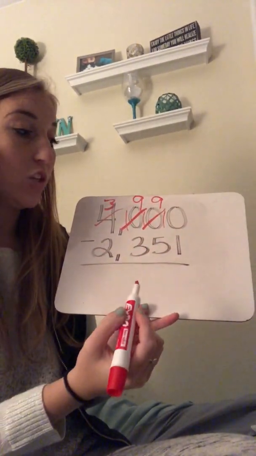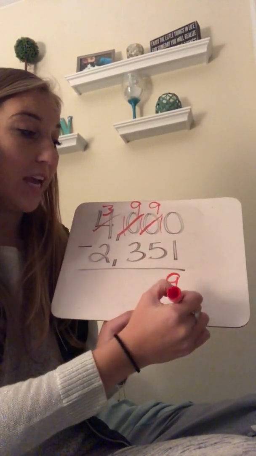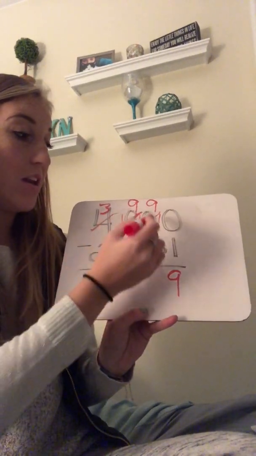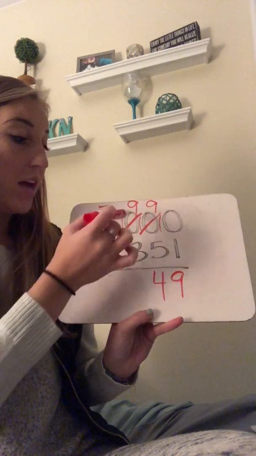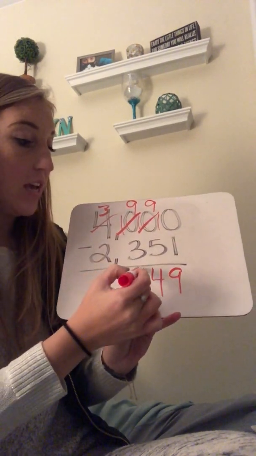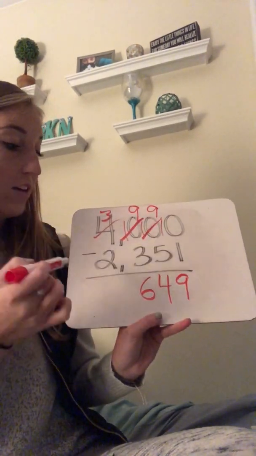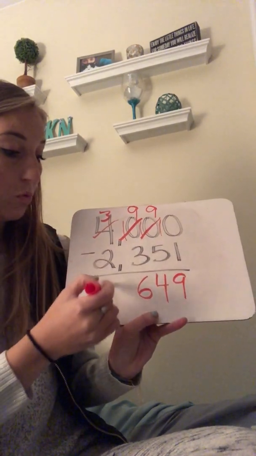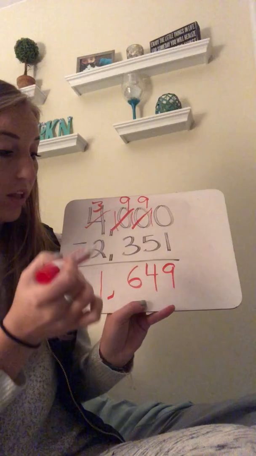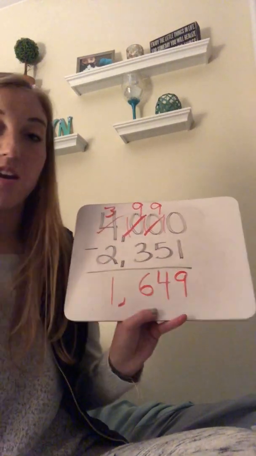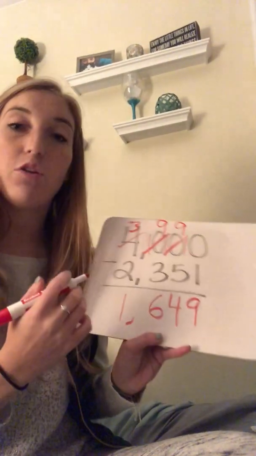If I have 10 minus 1, I'm going to have 9. In the 10 spot, 9 minus 5 is 4. In the 100 spot, 9 minus 3 is 6. And in the thousands, 3 minus 2 would be 1. I'm going to put my comma in there, and your difference should be 1,649. Okay, hopefully you felt a little more confident completing that one as we did this one together.